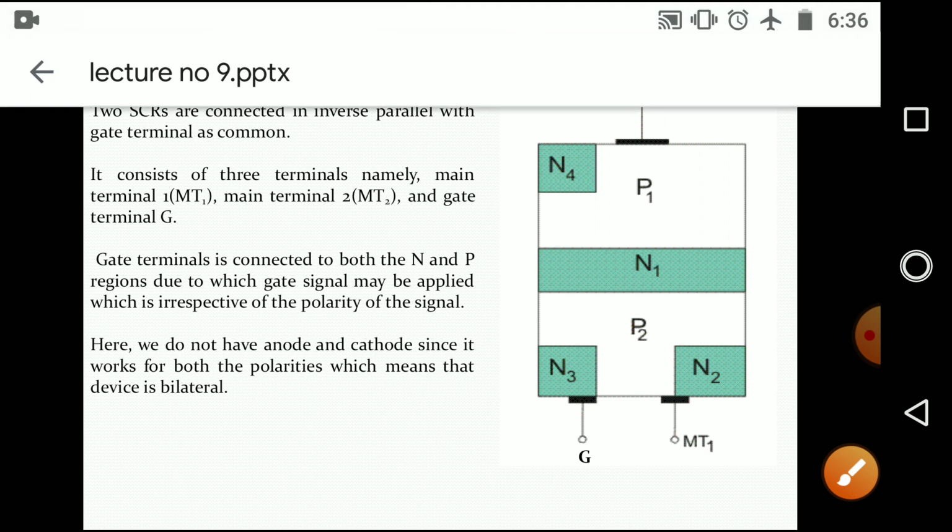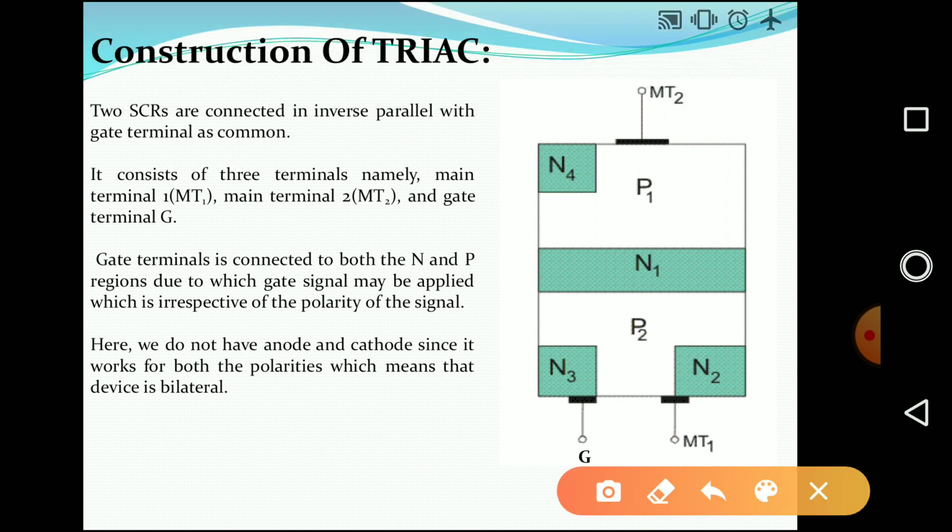So the advantage of the triac is, as the gate is connected to the N layer as well as the P layer, we can apply any supply. We can connect a positive supply as well as a negative supply to the gate terminal. Here we do not have anode and cathode since it works for both polarities, which means that the device is bilateral. So the triac construction is two SCRs connected in inverse parallel. Inverse parallel means anti-parallel connections.